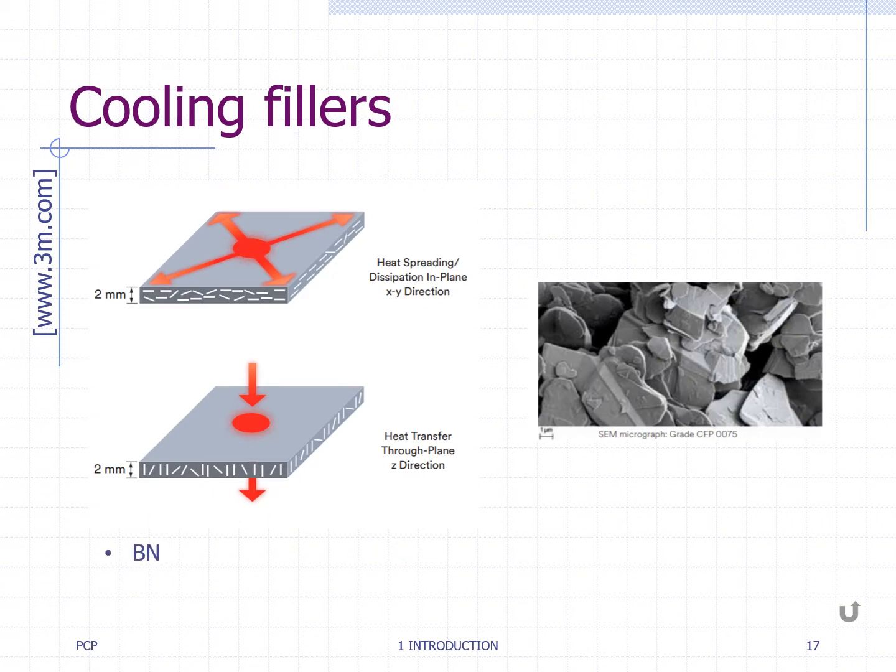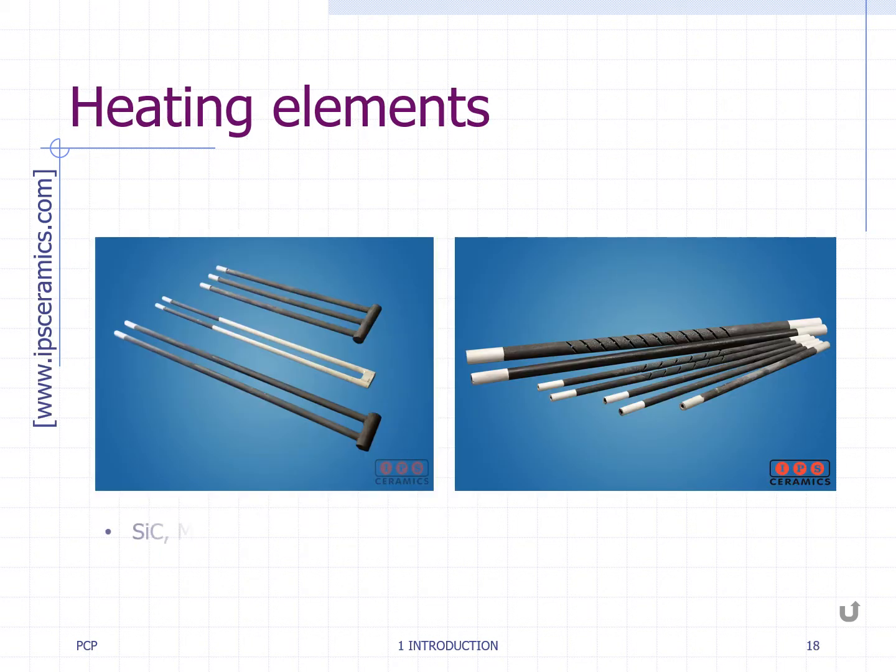Boron nitride cooling fillers are engineered to line up easily and to form bridges that conduct heat in the direction of their orientation, which can be made either horizontal or vertical. Silicon carbide or molybdenum disilicide are used as heating elements in many electric furnaces, as well as in other electric heating devices. They are characterized by long stability at high temperatures with minimal deformation.